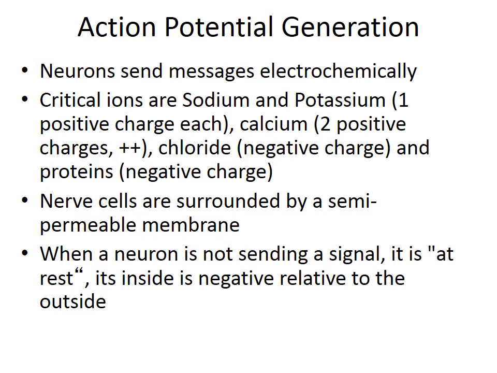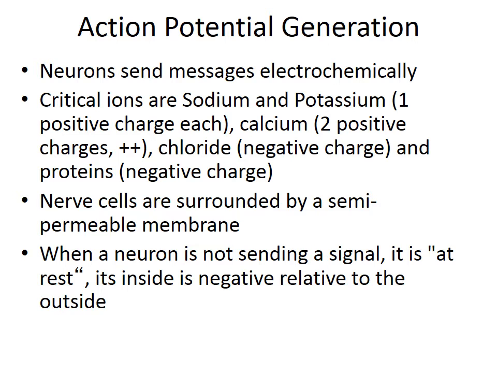Now that we've looked at that, we're going to talk about what we saw and the generation of an action potential. This is going to be in words, with me trying to explain what you saw. First, these are facts. Neurons send messages electrochemically. We already went over that. We already know that the critical ions are sodium and potassium, which have one positive charge each, calcium, which has two positive charges, chloride, which has one negative charge, and proteins, which have negative charges depending on how big the protein is.